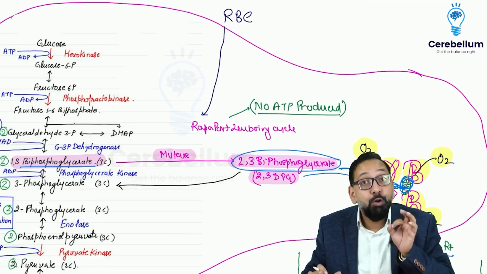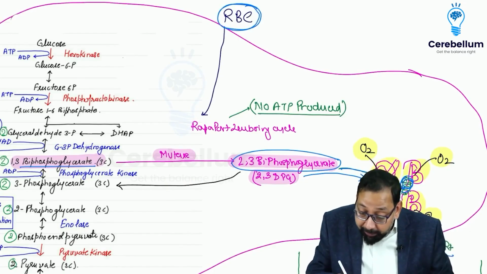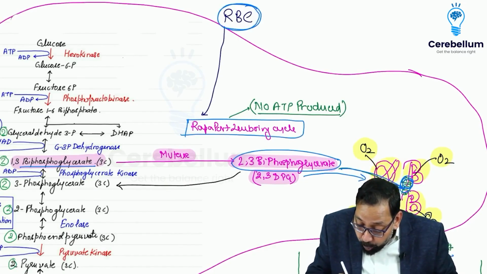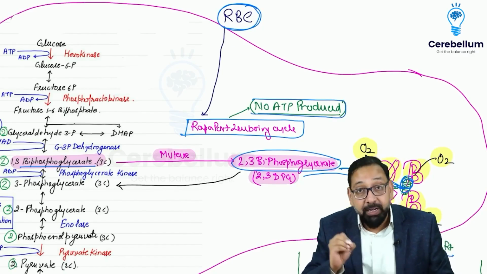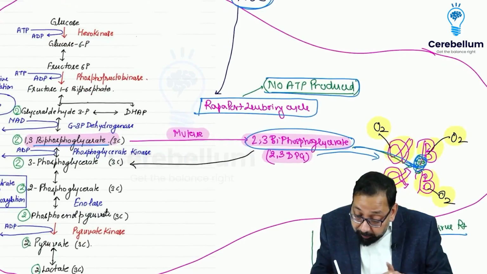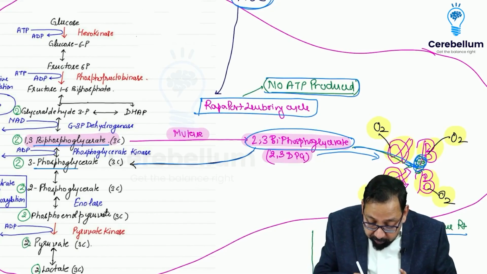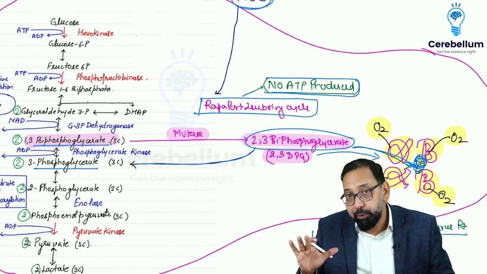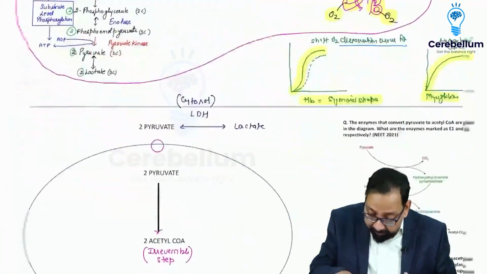So the Rapoport-Luebering cycle occurs in RBC. First question: in the Rapoport-Luebering cycle, what is the net gain of ATP? No ATP is produced. In this step, 2,3-BPG is converted to 3-phosphoglycerate and no ATP is produced. Net gain is 0 ATP in the Rapoport-Luebering cycle.